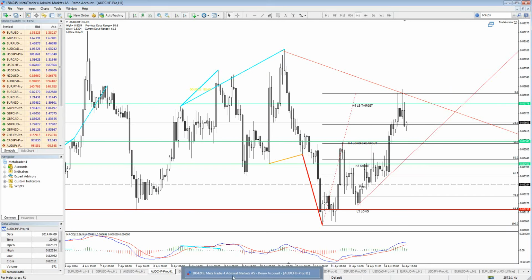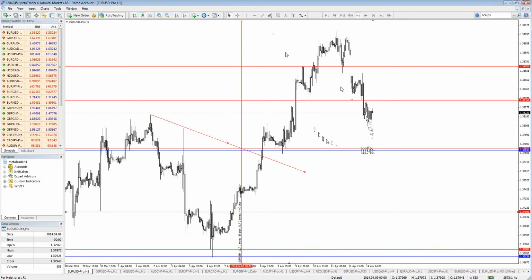Why? This is very simple for me. Euro dollar, look at this. What does it tell you? Does this make a valid trend line? Yes. Do we have a space here? Yes. We don't have any big history.